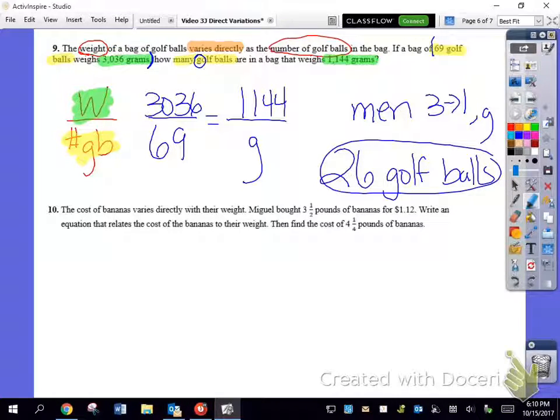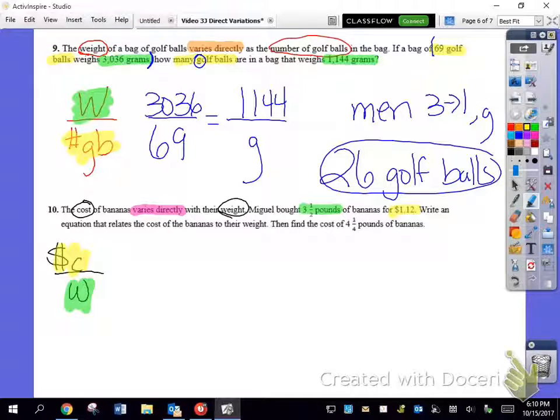On number 10, it says the cost of bananas varies directly. Guys, anytime you see varies directly, you're going to set up a ratio proportion. Cost to weight. So remember, cost is money, and then the weight. So let's look and see what we've got here. So 3.5 pounds, that is weight. And then $1.12, that is the cost.